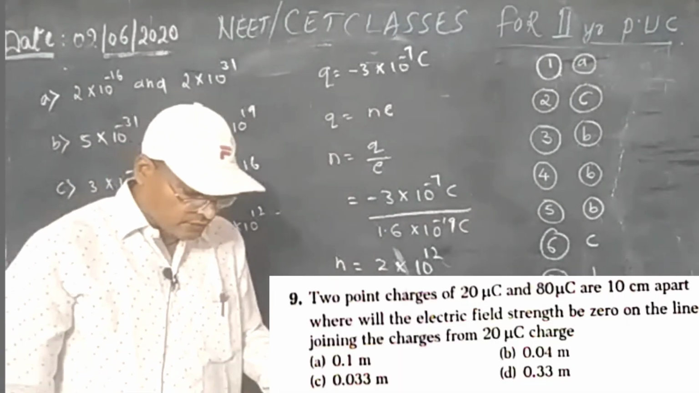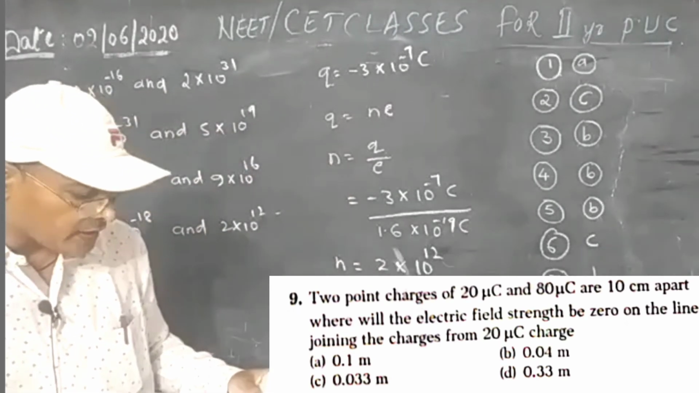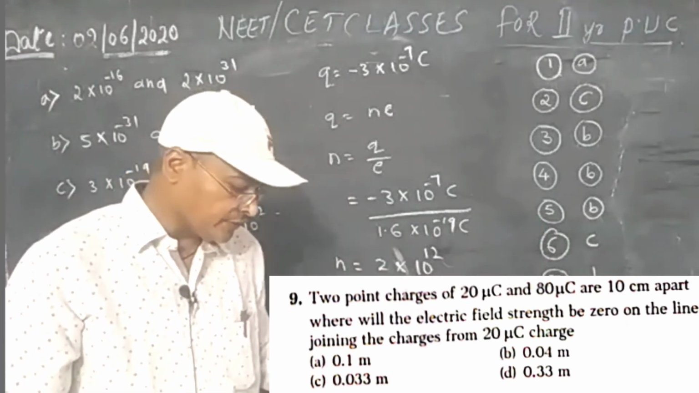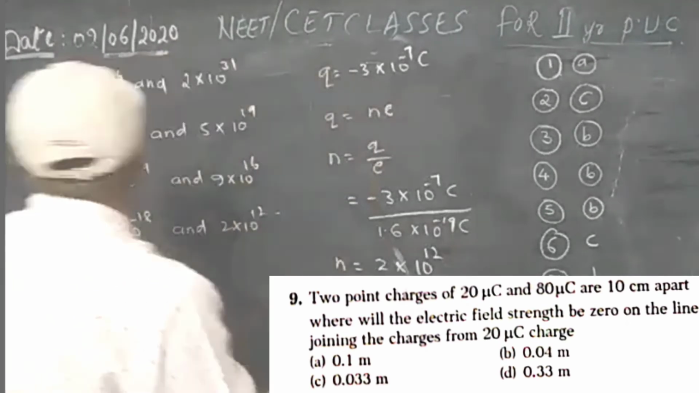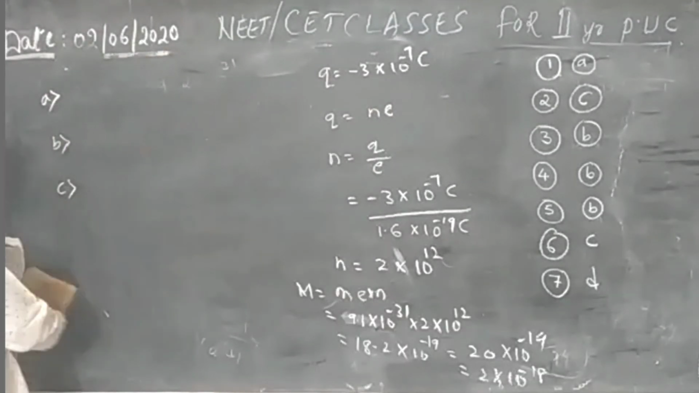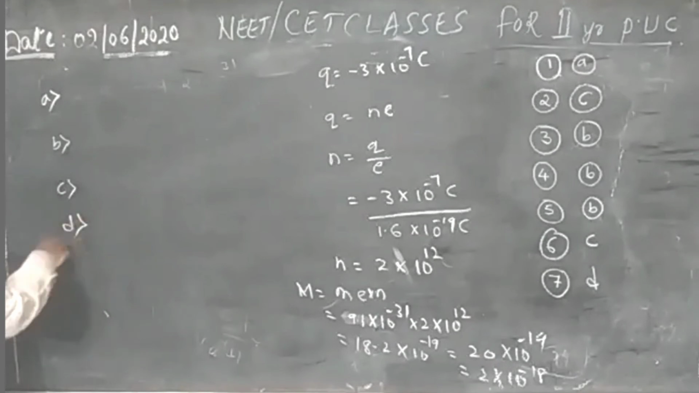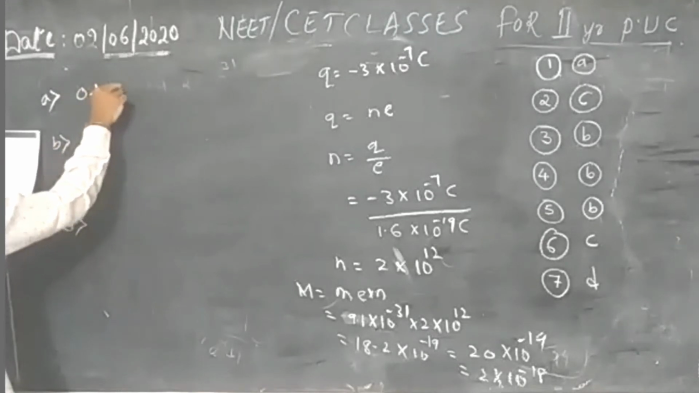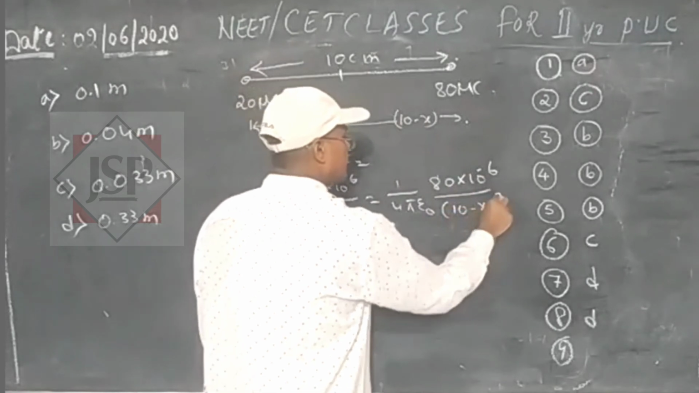2 point charges of 20 microcoulomb and 80 microcoulomb are 10 centimeter apart. Where will the electric field strength be 0 on the line joining the charges from the 20 microcoulomb charge? So, option A is 0.1 meter. 10 raised to minus 6 divided by 10 minus x whole square.